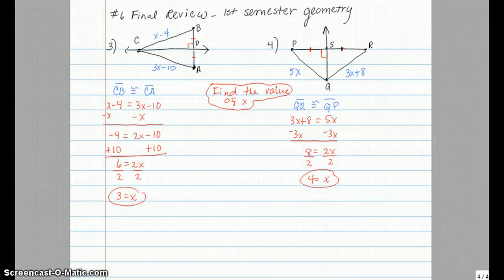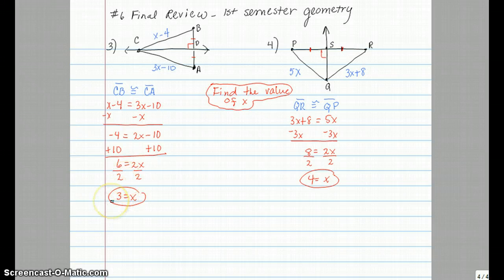Okay, so looking at CB, which is x minus 4, which is congruent to CA, which is 3x minus 10, in the beginning you collect the variables on one side, trying to keep the coefficient positive, so we're going to subtract x instead of subtracting 3x. We end up with negative 4 equaling 3x minus x, which is 2x minus 10. We add 10 to both sides. Negative 4 and 10 is 6. We're left with 2x on the right. The division property of equality has us divide by 2 to isolate x. So 2x divided by 2 is x, 6 divided by 2 is 3.